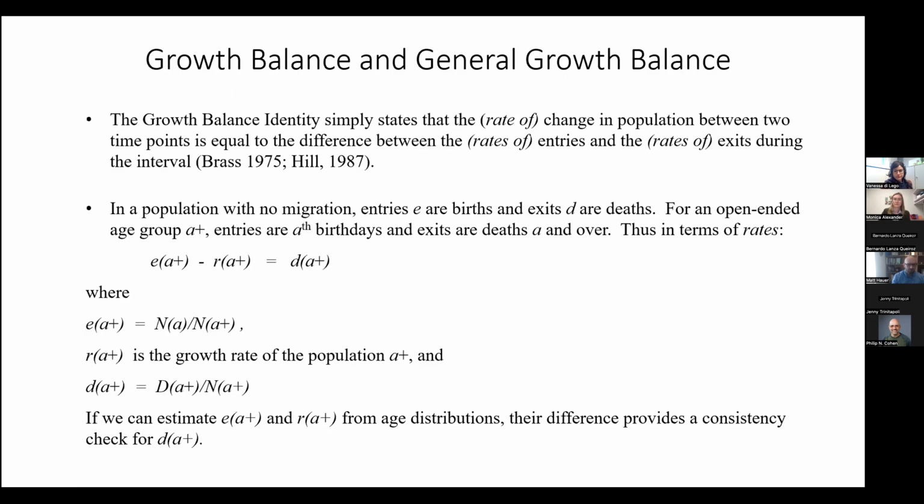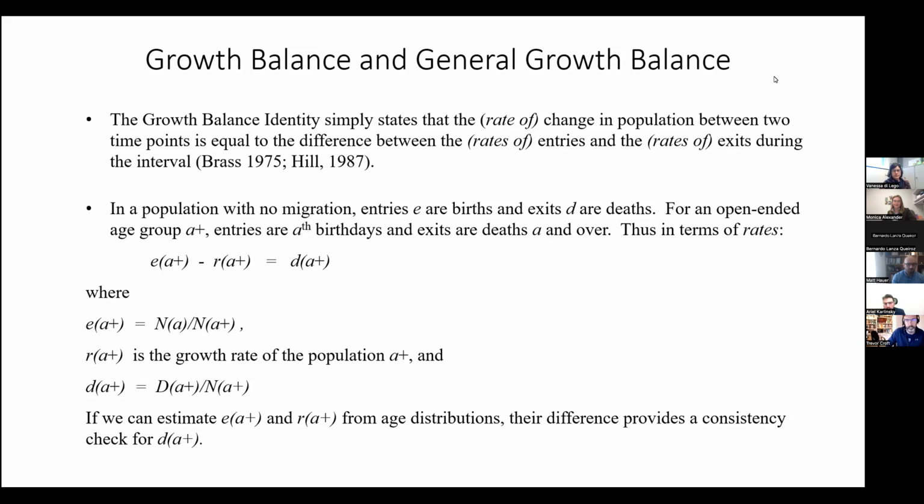So the first method, which is very used and has a really nice demographic idea, is the general growth balance, which was derived from the original growth balance proposed by Brass. The idea is based on the basic demographic equation: the population in year 2 equals the population in year 1 plus the births minus the deaths. And we can do the same in rates. The rate of change in the population between year 1 and year 2 is the same as the difference between the rates of entering that population and the rates of exiting the population. And we can do that for each age segment.